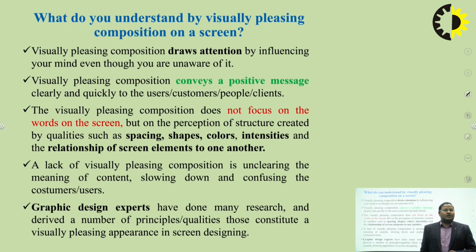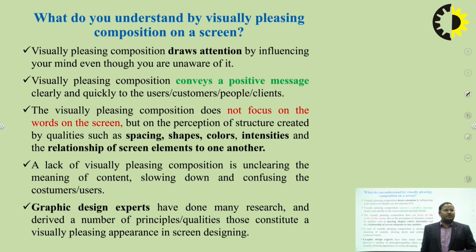So, the first question which arises in our mind is: what do you understand by visually pleasing composition on a screen? What is the meaning of this? Visually pleasing composition draws attention by influencing your mind even though you are unaware of it. It conveys a positive message. If a screen is visually pleasing, then the customer feels happiness and it gives a positive message clearly and quickly to the customer, user, people, client, whatever.